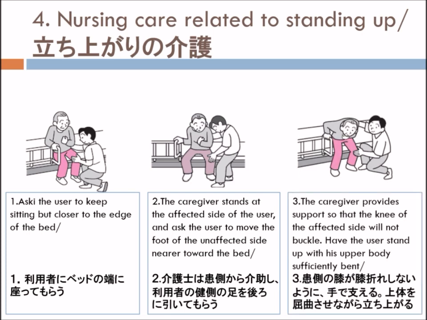3. The caregiver provides support so that the knee of the affected side will not buckle. Have the user stand up with his upper body sufficiently bent. Knee buckling refers to a sudden giving away of the knee while assuming a standing position or walking, which can cause falls.